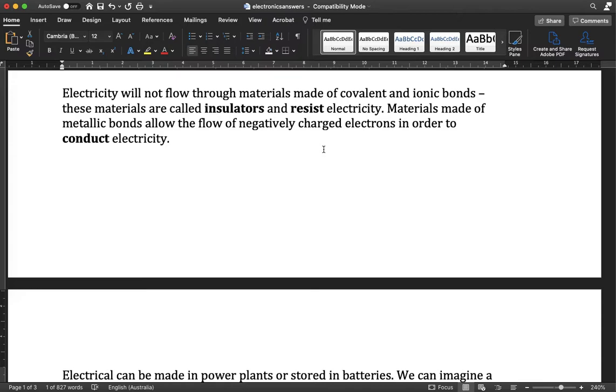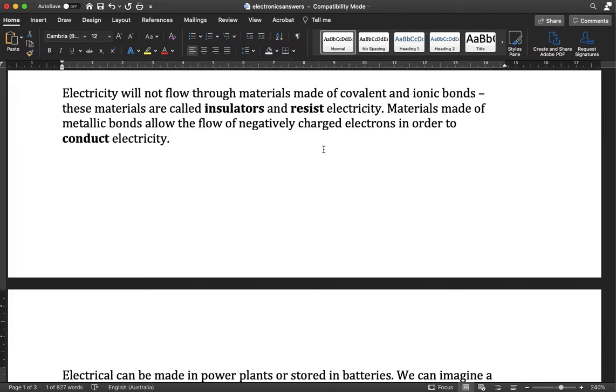Okay, so the next thing we need to say is that electricity typically will not flow through covalent and ionic bonds. Now, there's a couple of exceptions here. Water is a covalent bond, but water can conduct electricity. It can't conduct electricity on its own, but if you dissolve a tablespoon of salt in it, then it will, because that ionic bond, the salt, will dissolve. And when it dissolves, there are now free ions which are able to conduct electricity. But typically, covalent and ionic bonds are not very good conductors of electricity.